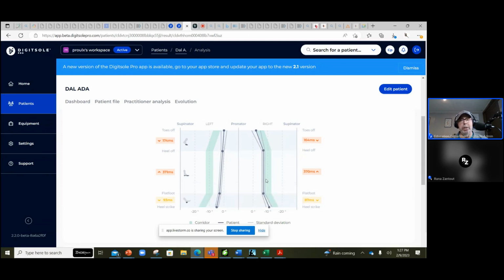Despite wearing the same shoe that he has on the other foot, we see that he heel strikes in a relatively neutral position. Now, that's coming from the air and landing into the ground. So when I look at that, I have a couple of strategies.